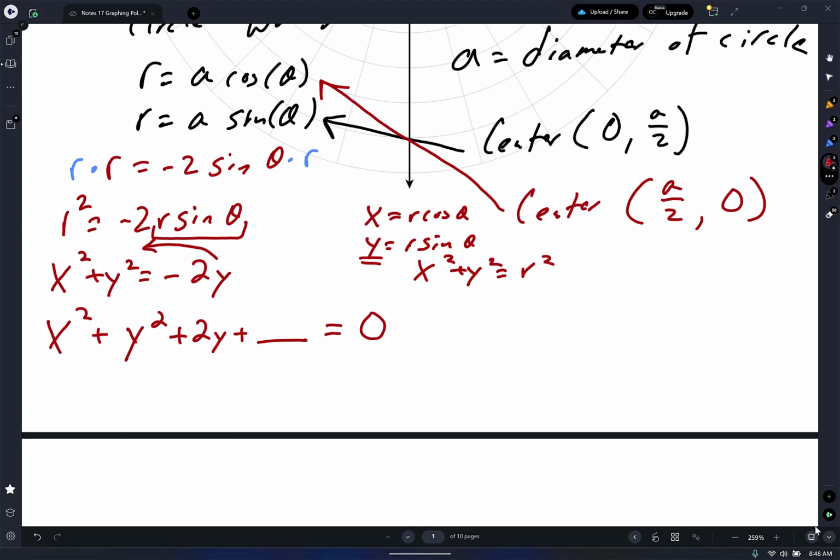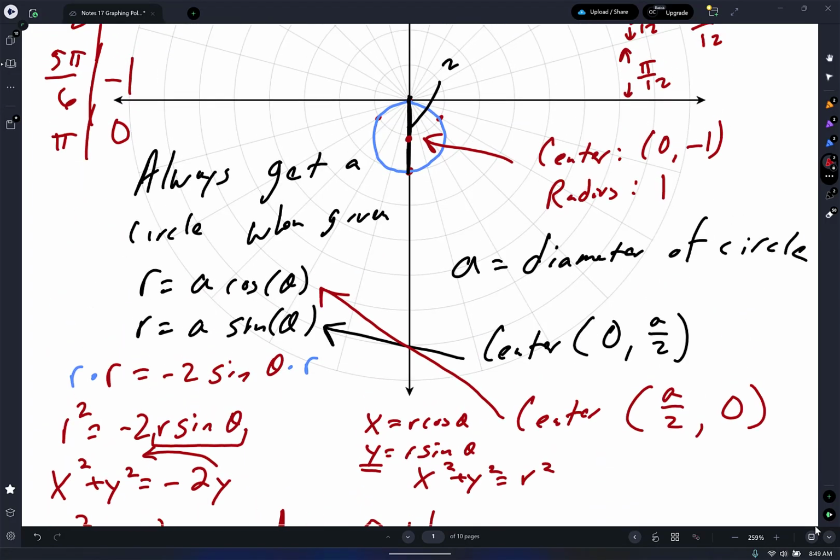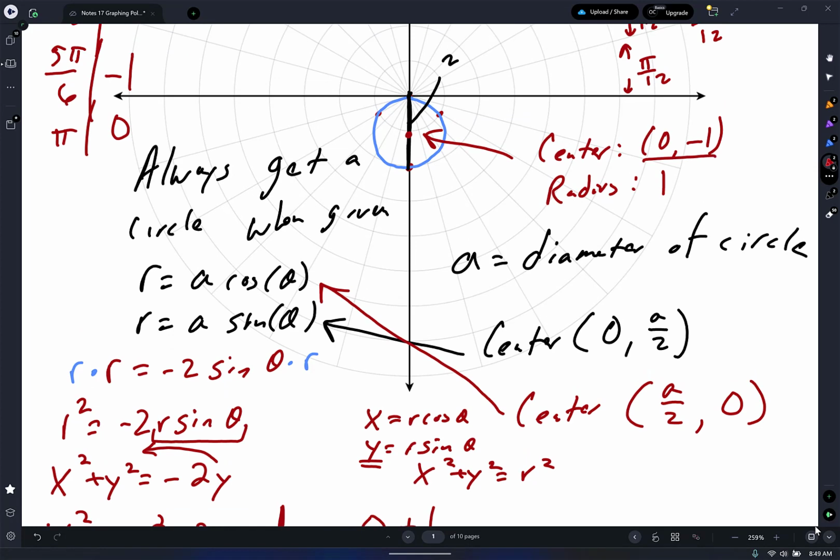What's 2 divided by 2? 1. And what's 1 squared? 1. Whatever you do to one side, you do to the other. So here's what I have. X squared plus (y plus 1) squared equals 1. The center of this circle is at (0, negative 1), and the radius is 1, because it's r squared equals 1. And sure enough, that's what I had over here. Look, (0, negative 1), and the radius of 1.